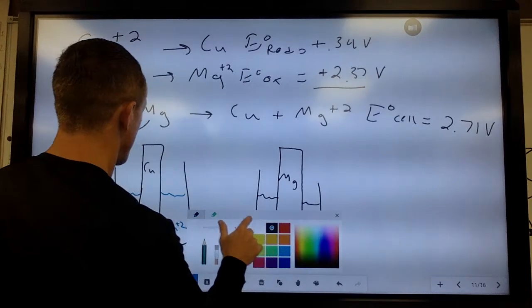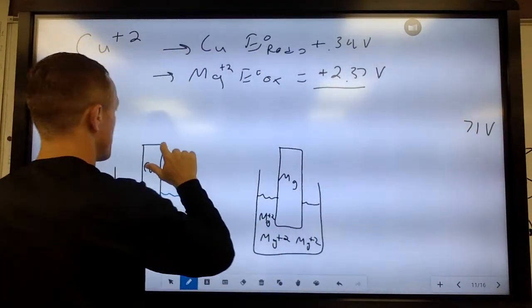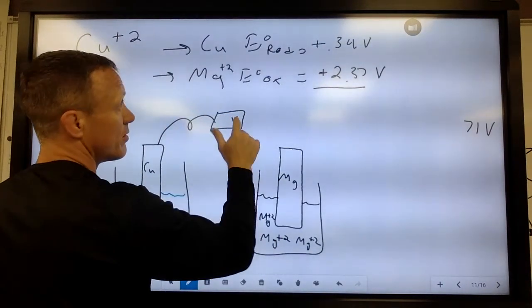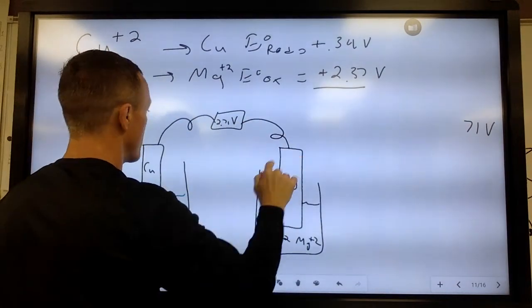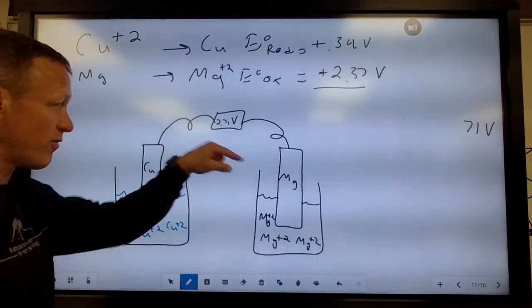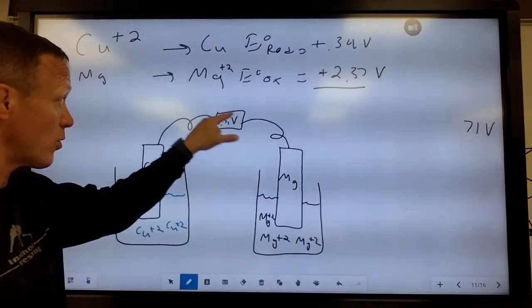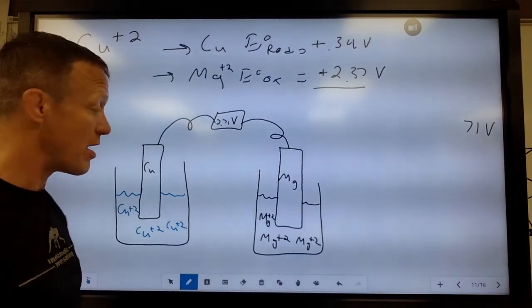All right, these would be connected by a wire, maybe a voltmeter in the middle. It would be reading whatever we had, 2.71 volts once this is going. Again, a battery, we need a flow of electrons from one to the other. As long as there's any potential difference, there'll be a flow of electrons through the wire. We can light a light bulb, we can run a calculator, we can do whatever we need to use that battery for.